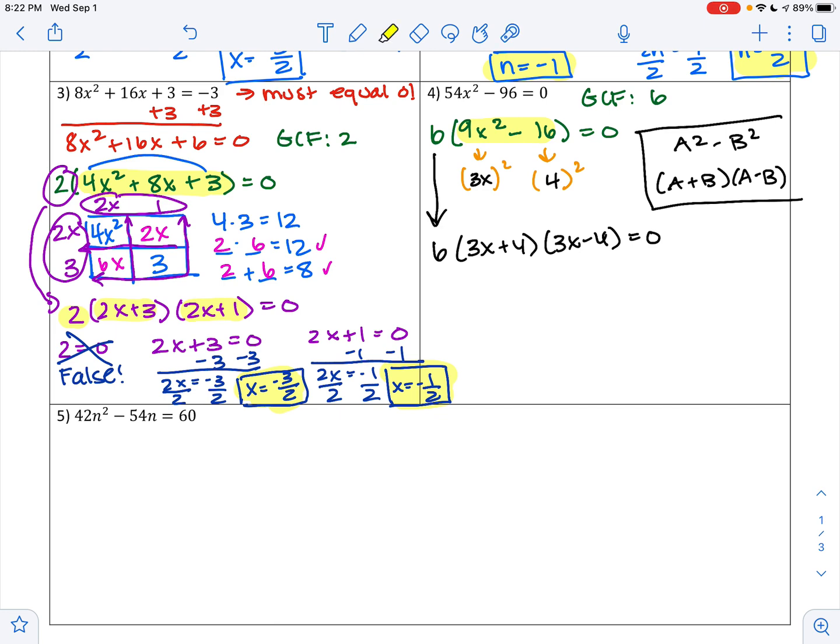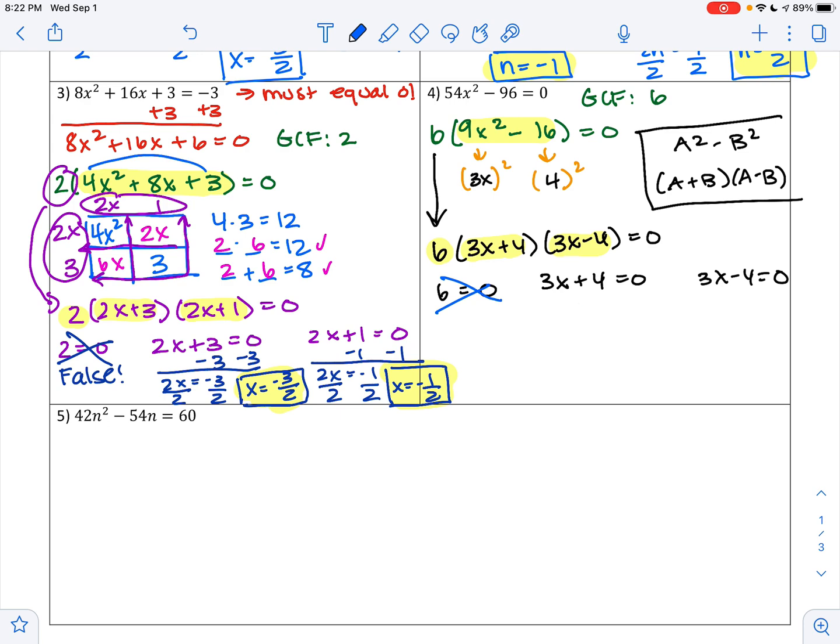So now I've factored, and I have 3 factors being multiplied together that equal 0. So I can use the principle of zero products, and I can set each one of those factors equal to 0. With this first factor, 6 equals 0. There's no variable here, so there's nothing to solve. 6 does not equal 0. This is a false statement, so that goes away.